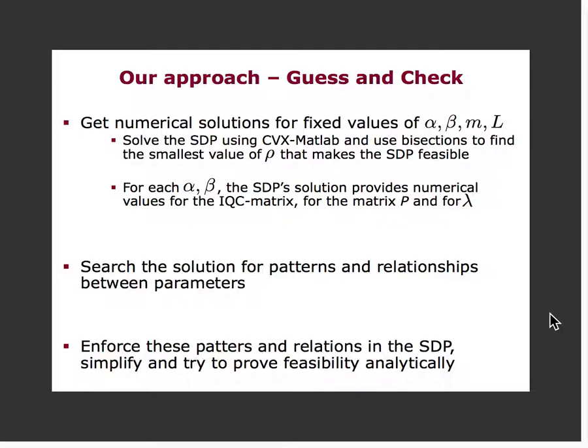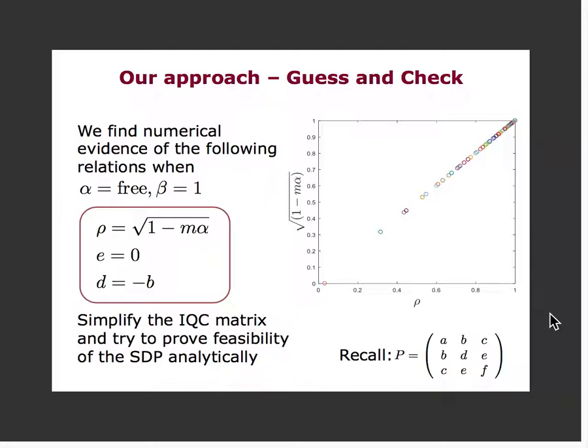Okay, and then we try to find patterns in the entries of these matrices, and then, as I said, we can enforce the patterns, and we get some equation and we back substitute. Here's just an example. Suppose alpha is free, so alpha is varying, and we force beta equal to 1, and we make L equal to 1, which I actually didn't write here. So L is equal to 1, beta is equal to 1, M is also free, and then we numerically solve the SDP associated with the IQC matrix. We observe numerically that these relations seem to hold.